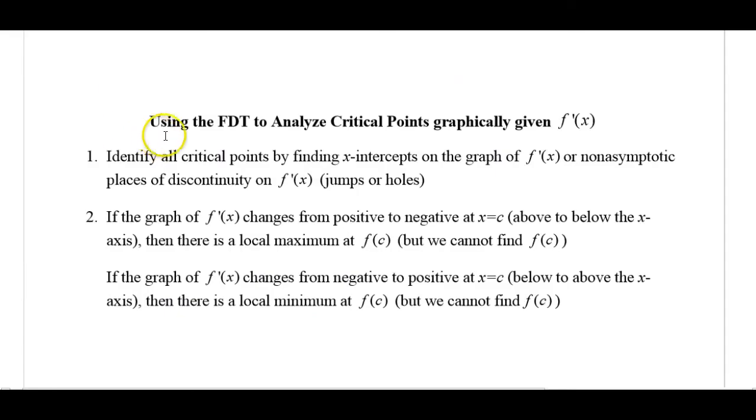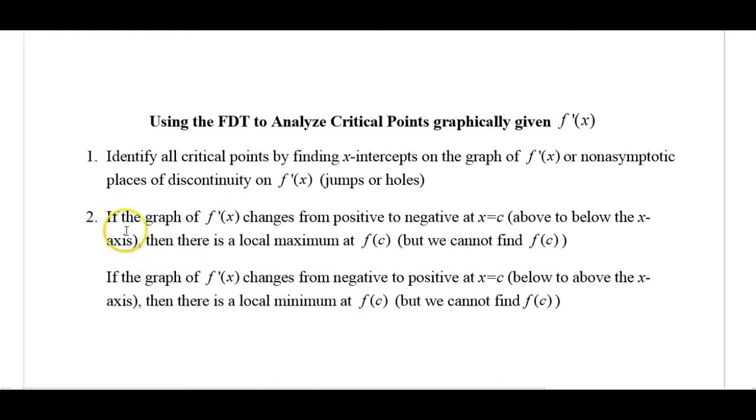The last thing we're going to do is use the first derivative test to analyze critical points graphically given the first derivative. So to find critical points, we're going to need to find the x-intercepts on the graph of f prime of x, because that's where the derivative equals 0. And to find where the derivative is undefined, we're going to have to find non-asymptotic places of discontinuity on the graph of the derivative, so jumps or holes. So we don't want to find asymptotes because then those values are not in the domain of the original function, so they're not critical points.